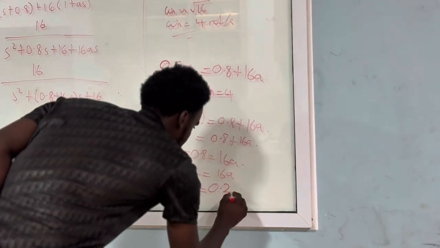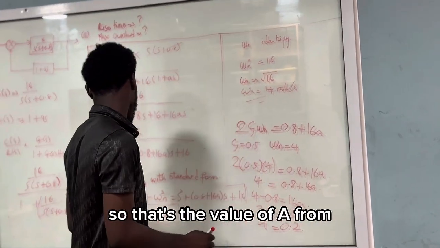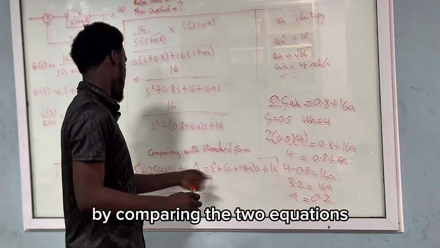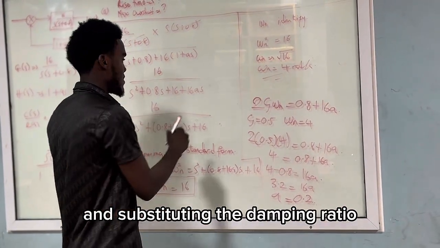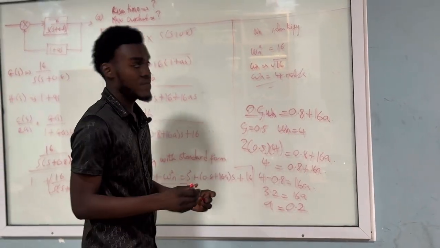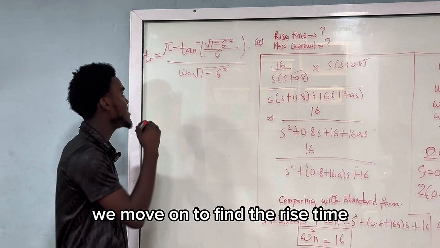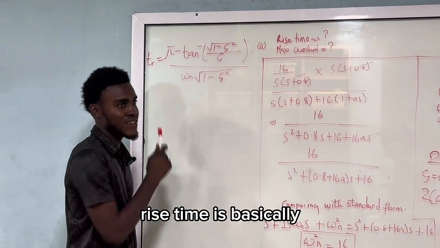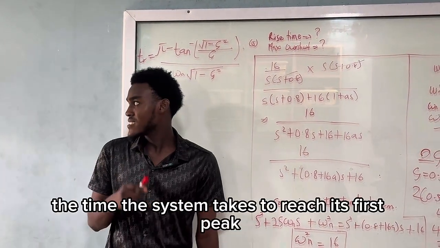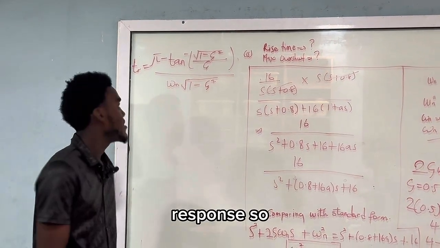0.2. So that's the value of A, found by comparing the two equations and substituting the damping ratio and the natural frequency. Those are the calculated parameters. We move on to find the rise time. Rise time is basically the time the system takes to reach its first peak response.